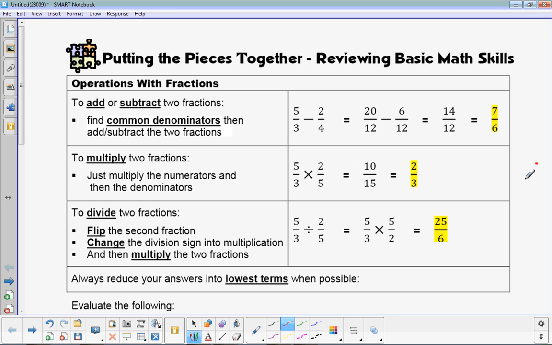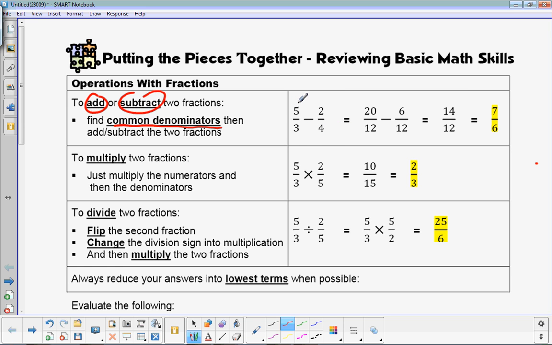So when we're doing operations with fractions, there are four things we can do. We can be adding, subtracting, multiplying, or dividing. So we're going to start off with addition or subtraction. When you're doing this, you want to find the lowest common denominator for your particular fractions. So in this situation, I've got 5/3 and 2/4, and the lowest common denominator is going to be 12. If you're not sure, just multiply the two denominators together.